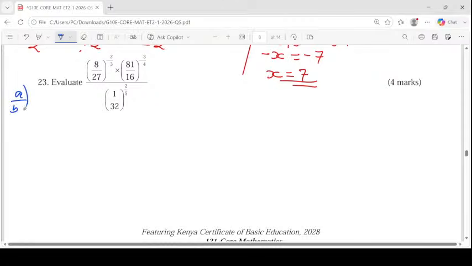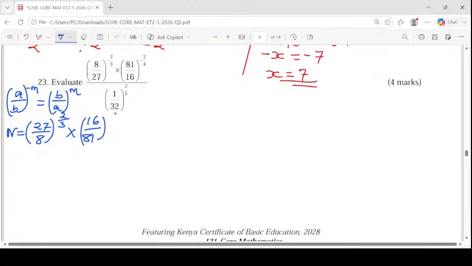a over b to the power negative m is like saying b over a to the power of m. So let me deal first with the numerator. This is like saying 27 over 8 to the power of 2 over 3 multiplied by 16 over 81 to the power of 3 over 4.